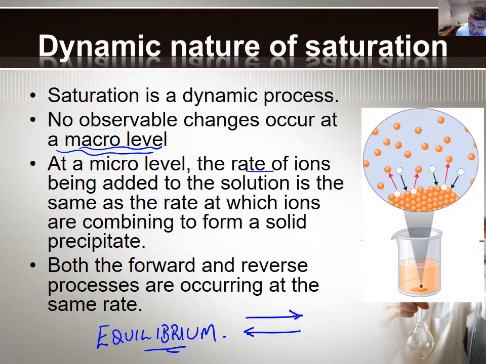Looking at the solution here, the ions being added to the solution from the precipitate, following these red arrows going out, are ions from within the solid becoming ions in solution. And that's happening at the same rate as the black arrows, as these ions in solution are precipitating with other ions to form the solid. Forward and reverse processes occurring at the same rate.